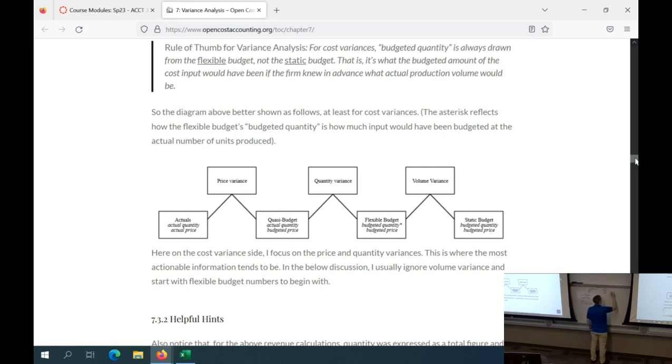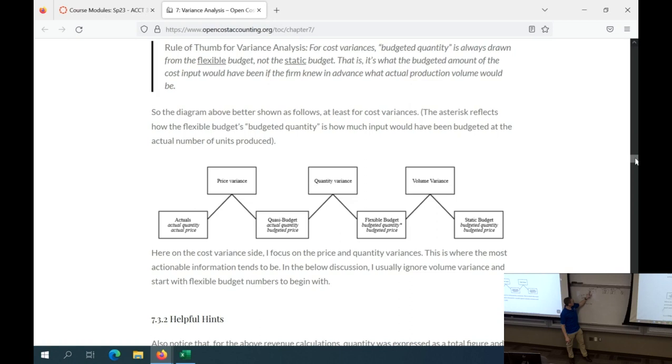But then we have a different quasi-budget we're going to use when we're doing the quantity variance, which uses actual quantity used times standard price. And we're going to get the quantity variance by comparing it to standard quantity, standard price. So depending on which variance you're looking at for direct materials, you might use a different actual quantity.